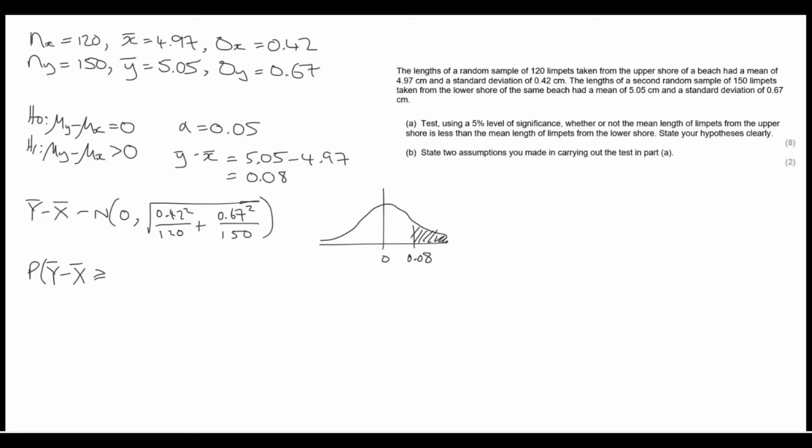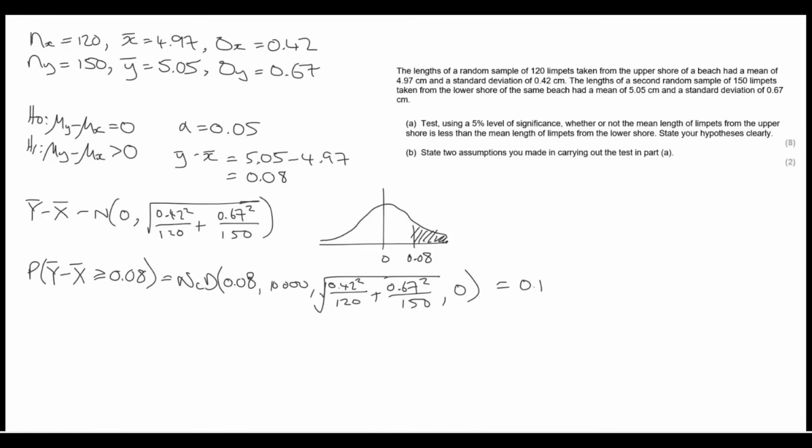Okay, so we can do this on our calculators. NCD, minimum of 0.08, maximum 10,000. And we're going to need our standard deviation value, this long fraction root expression, and a mean of 0. All of this into the calculator gets a probability of 0.1152. So 11.5%. It's actually quite a high chance, a high probability of this happening. Since this is bigger than 0.05, it is not a significant result.